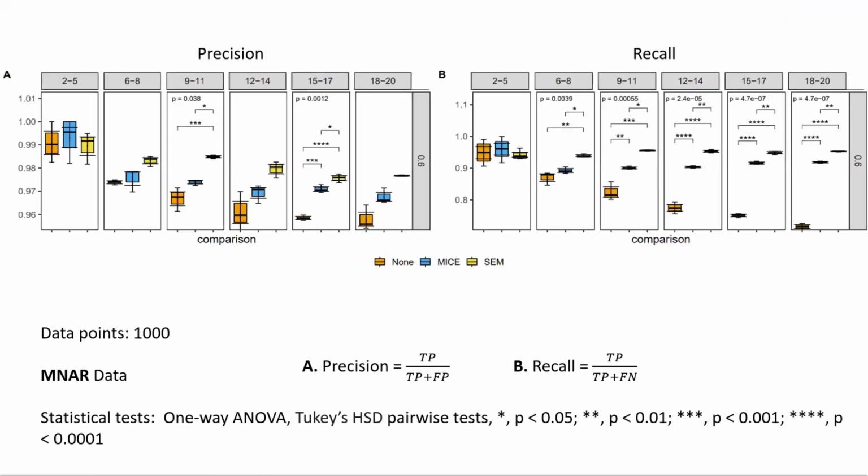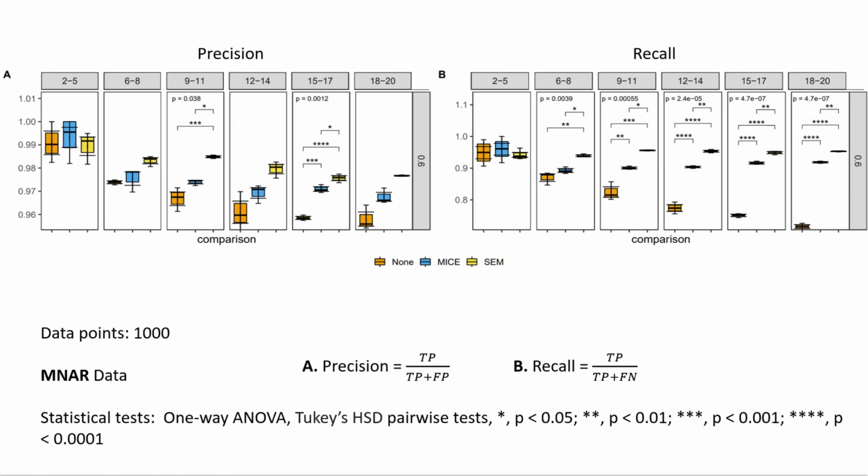This is part of our comparison result when there are 1,000 data points. We used precision and recall to evaluate their performance. We grouped the number of variables into 6 categories, and for each category and each missing proportion, we applied one-way ANOVA and Tukey's honestly significant difference tests.